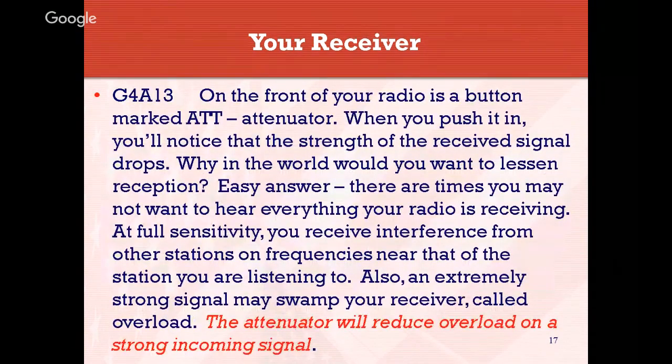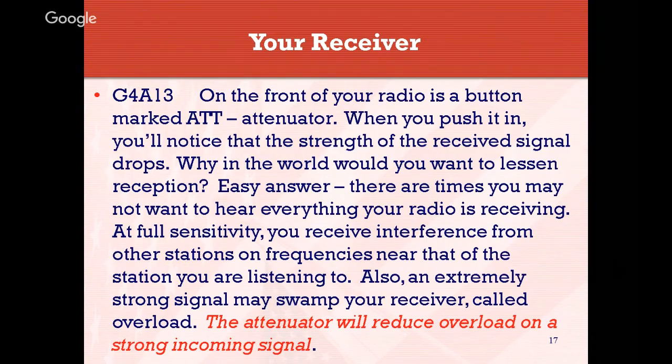Okay, on the front of your radio is a button marked ATT, which is usually an attenuator. When you push it in, you'll notice that the strength of the received signal drops. So why in the world would you want to lessen the reception, make it harder to hear? On one of my radios, it's just a little dial. I can do a 10, 20, 30 dB attenuation. But there's an easy answer.